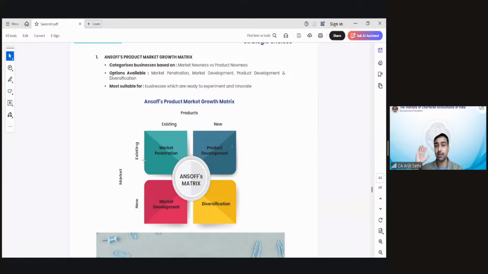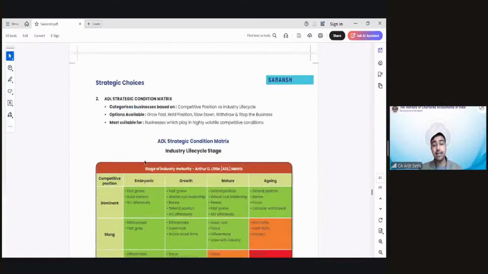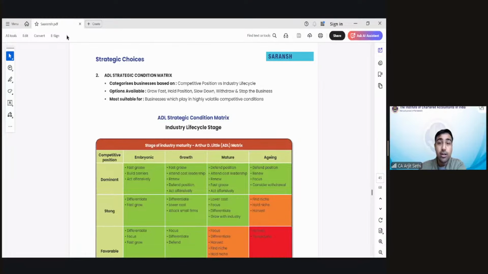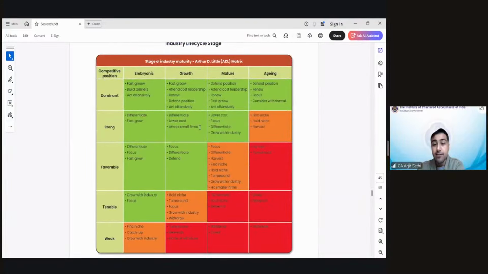It tells you the same thing: if you want to do a new product in a new market, this is what you should do. If you want to do an old product in a new market, this is what you should do. Simple. But then next comes a tool which is the ADL strategic matrix, which works on two conditions: your competitive position and the industry life cycle. On that basis it gives you this very beautiful chart of suggestions on what you can do with your products and your business. Let's take an example.